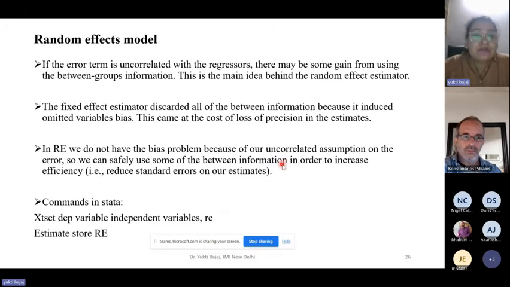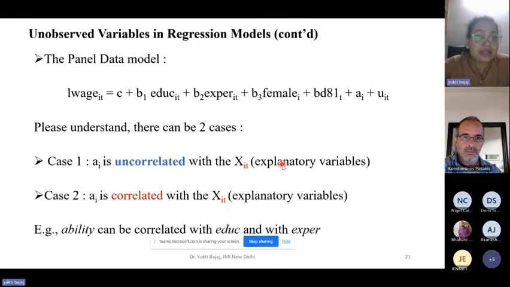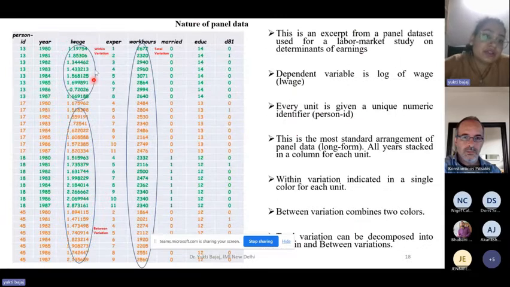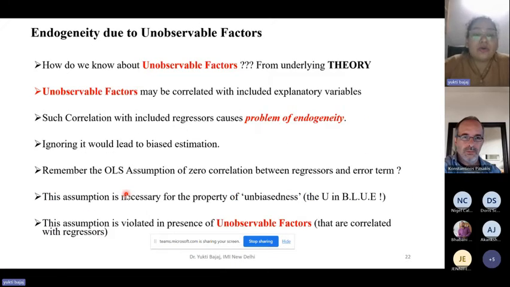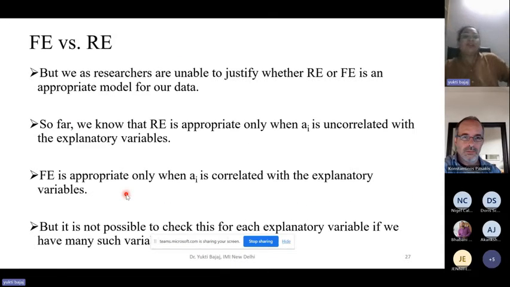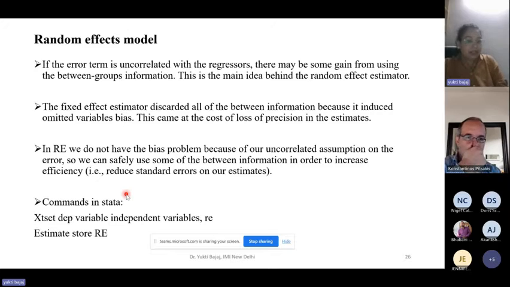Because fixed effects was just concentrating on this kind of variation. However, random effects takes into account this variation also. And we know that total variation is important. We should consider the maximum variation in the data for efficient or better outcomes. Great. So now we've understood FE as well as RE. If we understand, the command is absolutely the same.